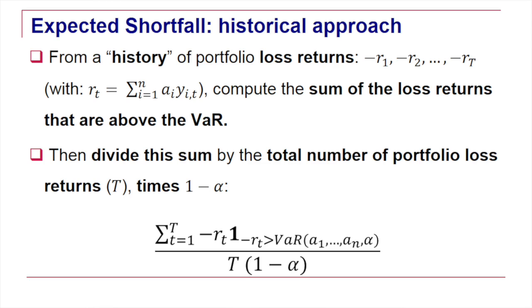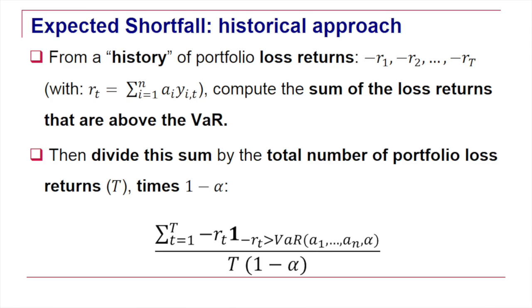Now that we have seen how to compute the expected shortfall using the variance-covariance approach, let me focus on the historical approach. This approach is very similar to what we saw for the value at risk. I simply look at a history of returns. I collect data, for example, on the S&P 500, and I take a minus. Then I only focus on the loss returns which are above the value at risk, and I compute the empirical average. This is what you see in the formula.